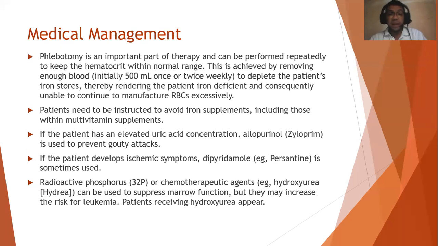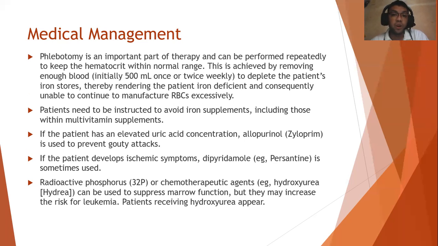What is the medical management? Phlebotomy is an important part of therapy and can be performed repeatedly to keep the hematocrit within the normal range. How is this done? They are going to remove the excessive blood from the patient. This is achieved by removing enough blood, around 500 ml, once or twice weekly to deplete the patient's iron stores, therefore rendering the patient iron deficient and consequently unable to continue to manufacture RBCs excessively.